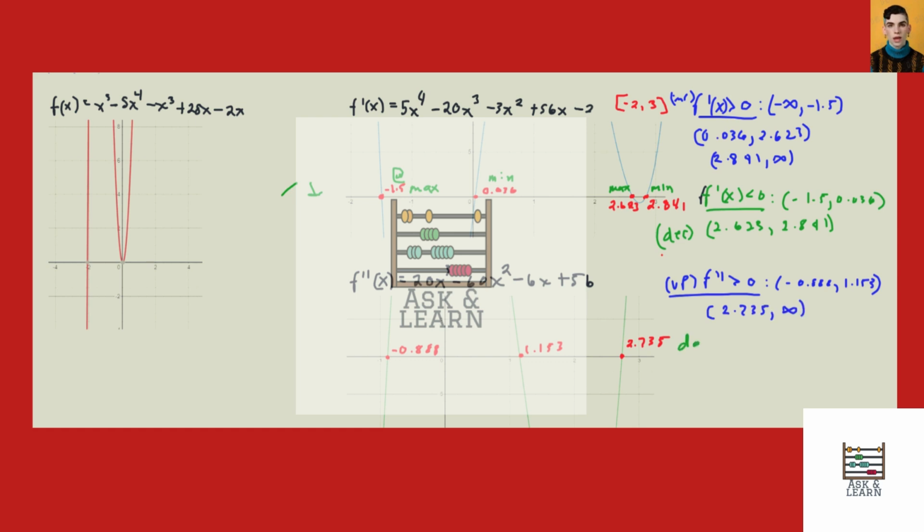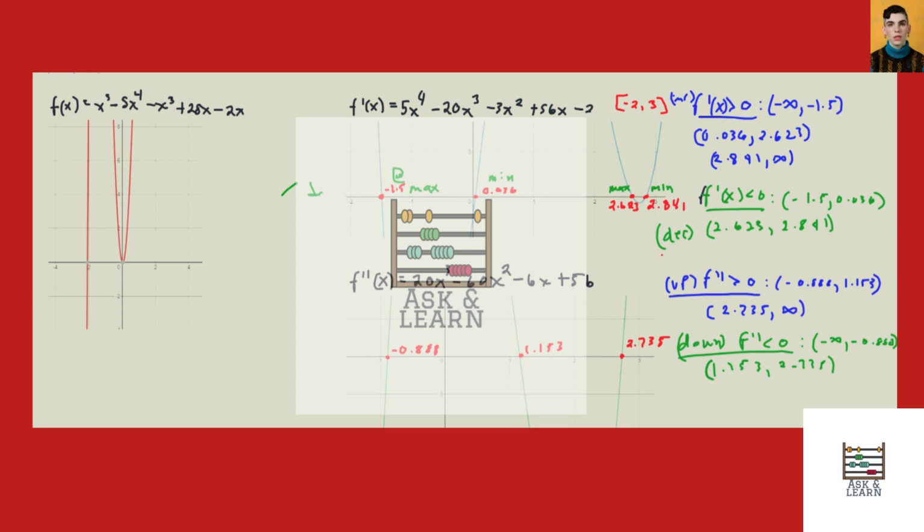Now we can go ahead and find where our function is concave down, or when f double prime is strictly less than 0. And that will just be our remaining intervals. So negative infinity to negative 0.888. And we'll also have 1.153 to 2.735. Right.